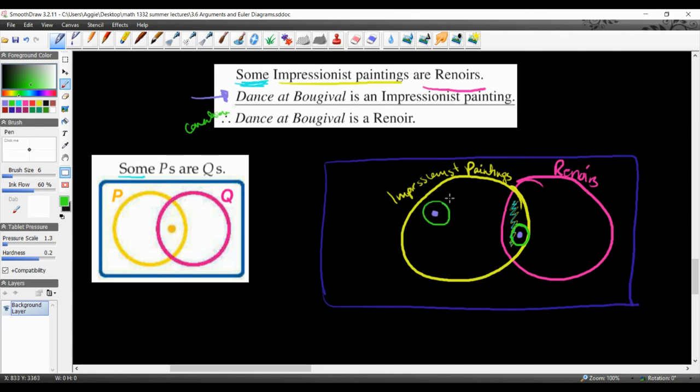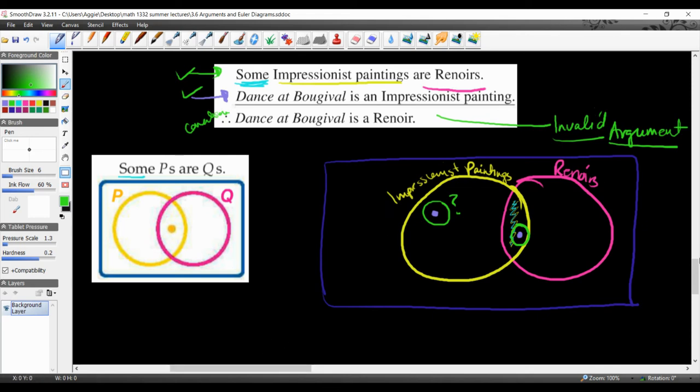Okay, but what happened here? Is it possible for the conclusion to land over here, for this painting to be just an Impressionist painting and not necessarily a Renoir? Well, yeah, it is possible. So that means that this argument is an invalid argument. So if you have more than one space where you can put that second premise, while still making sure that both conditions are met, that makes this an invalid argument.